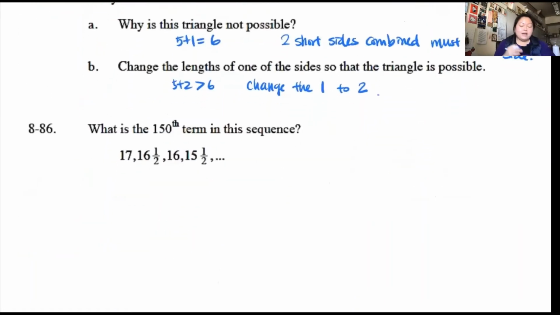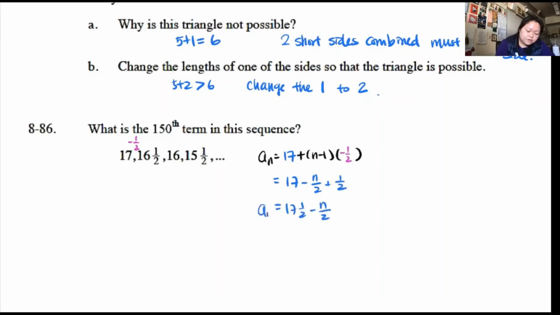All right. Next, we're back on our series and sequences. Let's see what's happening here. I see that my numbers are going down by a half each time. So subtracting 1/2, not so bad, okay? So formula first. A sub n equals the first number, 17, plus n minus 1 times that common difference of 1/2, right? Okay, so I'm going to go ahead and clean this up. 17 plus, not plus, minus, because it's distributing a negative. Negative n over 2 plus 1/2. So it's 17.5 minus n over 2 for a sub n.